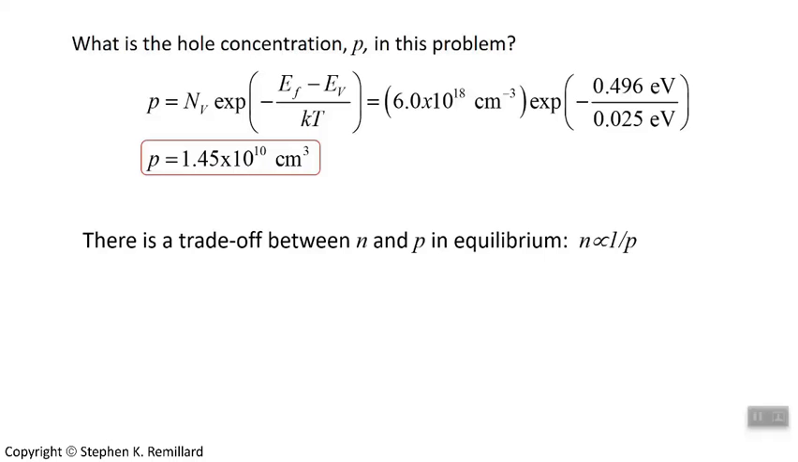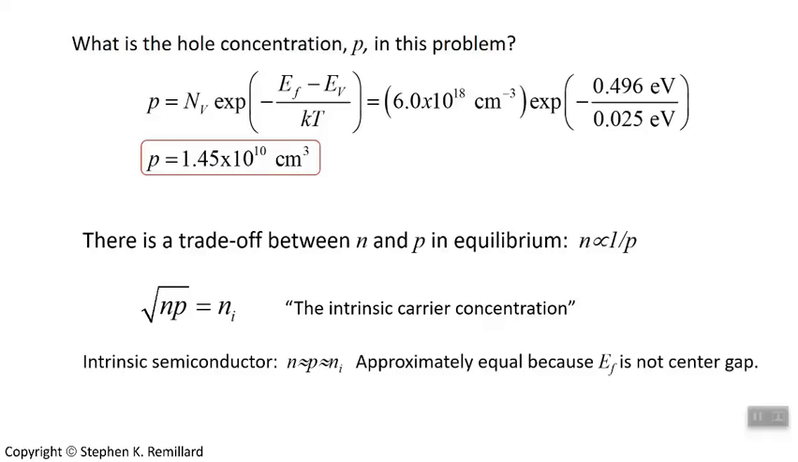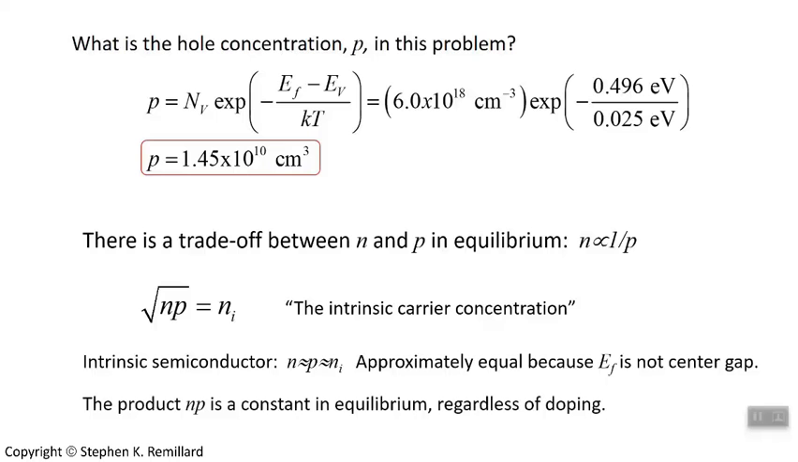If you increase the number of electrons, you will decrease the number of holes and vice versa, such that the product of N times P, the product of the electron concentration times the hole concentration, is a constant. Square root of NP is N sub I, the intrinsic carrier concentration. The intrinsic carrier concentration is roughly the concentration of electrons that semiconducting material has when it's intrinsic, when it's undoped. In fact, we'll say in the event that the semiconductor is intrinsic, the hole density and the electron density are supposed to be equal, and they're equal to N sub I.